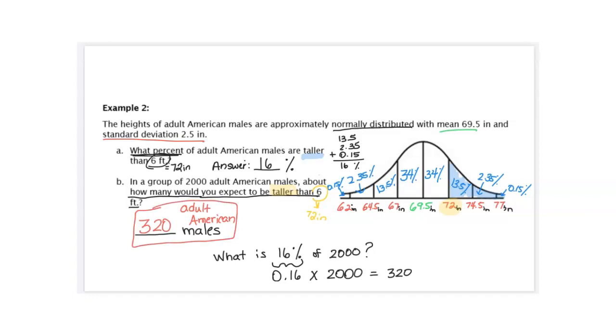So the difference between this problem and the problem before it is that before, we were looking for what percent, so our answer should have been a percentage. This one is asking us how many we would expect. So we need to use that percentage and figure out what percent of the total we were given is taller than 6 feet.